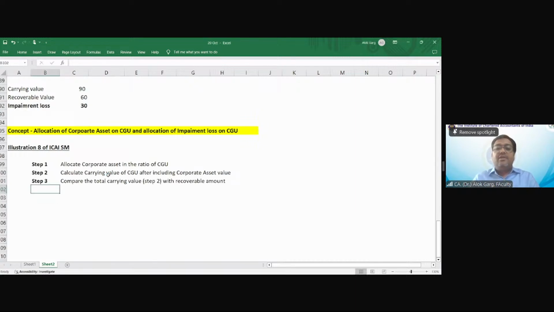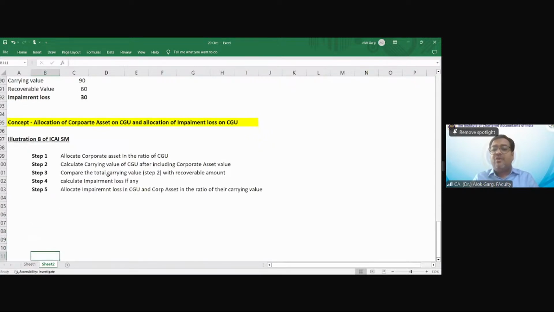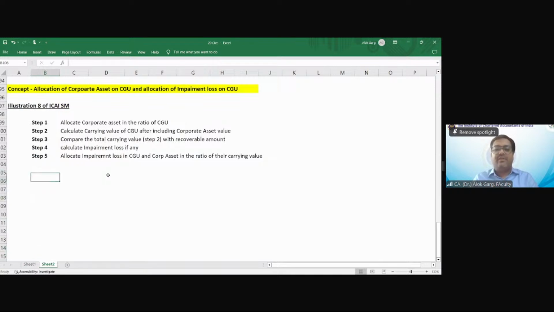Now we have to compare the total carrying value from step number 2 with the recoverable value. What is the recoverable value given in the question? In the question, the recoverable value is given as 18 and 38. After comparison, you need to compute the impairment loss, if any. If there is an impairment loss, allocate it to the CGU and corporate asset in the ratio of their carrying value.